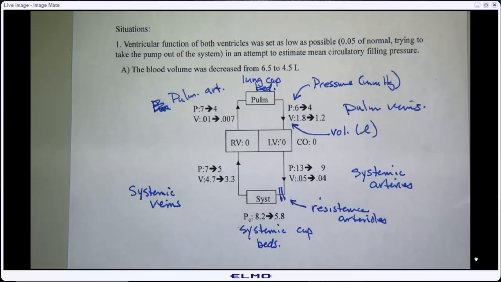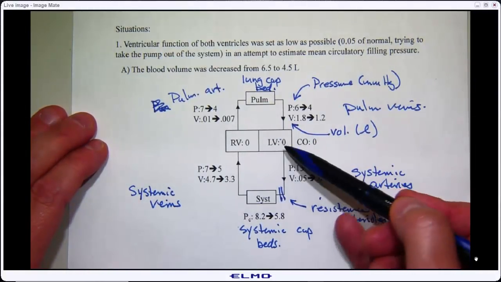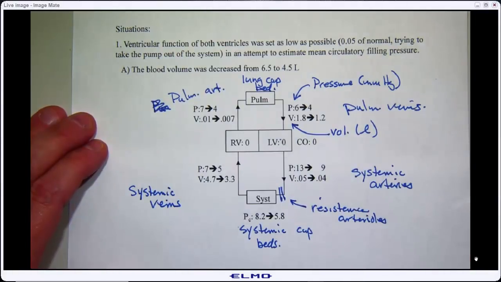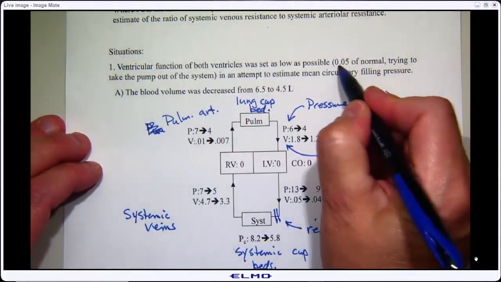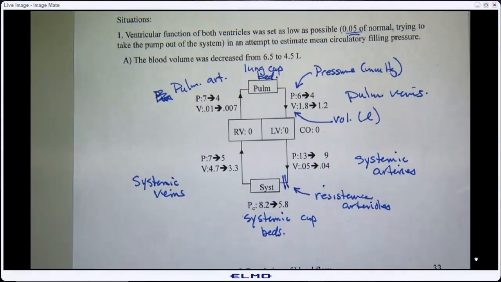Okay, so in the first example, just to get some points across about this system that we need to get across, I've stopped the heart. Okay, so I've lowered the heart to zero as best as I could. So our cardiac output is 0. You can't actually do that in this simulation. You can get it really, really, really low. So the numbers aren't exactly what we would expect if you could shut the heart off, but they're really, really close. They're good enough for us to work with.